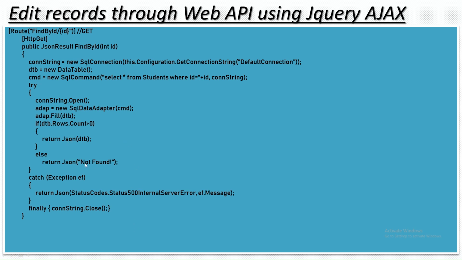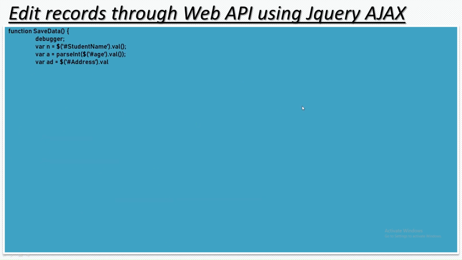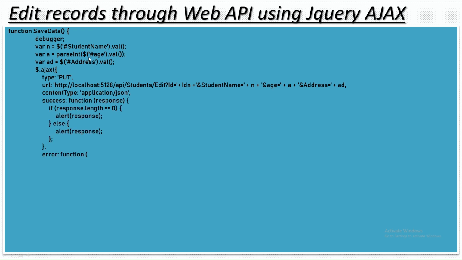Okay, now if it's not found, we return a not found message, and if there is an error, a status code 500 as internal server error. Now another action method, another jQuery function, to save the data that we made changes on. First of all, we retrieve the data, then we make the changes, and after changing, we send the request to make the update.